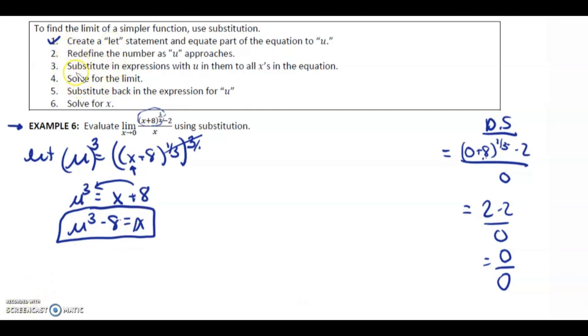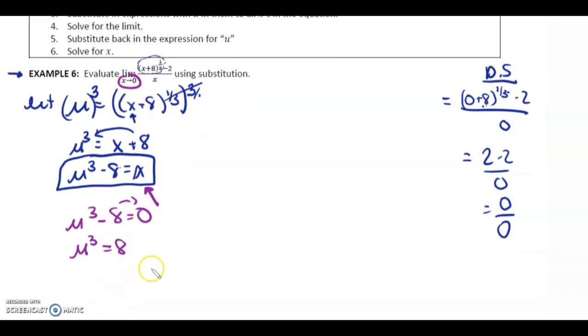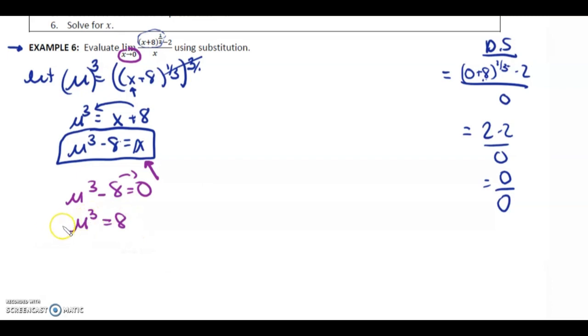All right, so when we talk about redefining the number u approaches, in the original question we have the limit as x approaches 0. But if we're going to change our equation so that we're no longer dealing with an x, we have to sub in this 0 to the x value and think, okay, what does u approach? So if we have u cubed minus 8 equals 0, we bring over the 8, u cubed equals 8, and then we cube root both sides, and we get u equals 2.